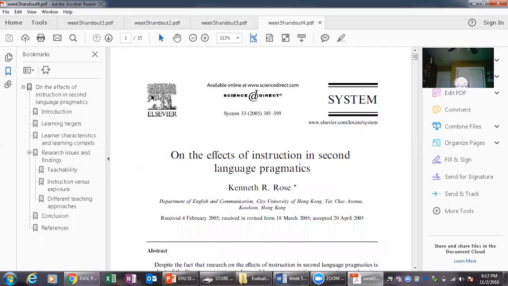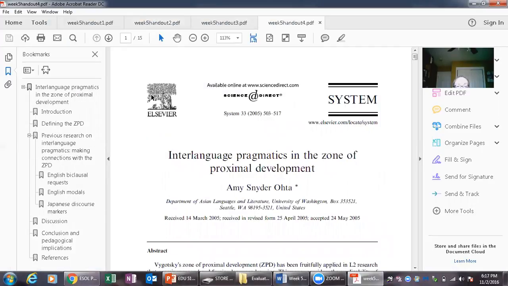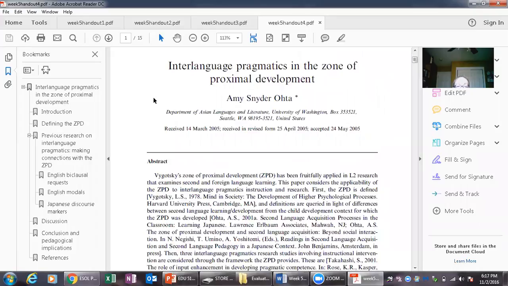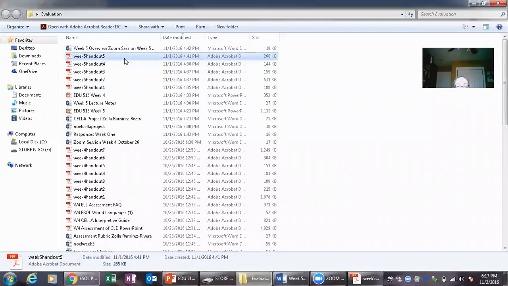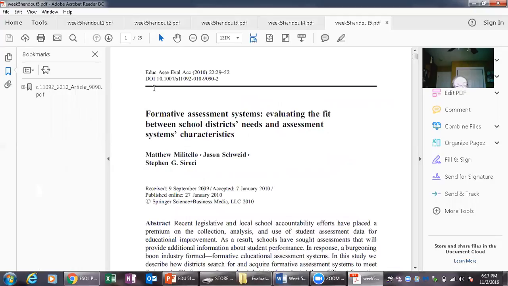Handout 4 talks about interlanguage pragmatics in the zone of proximal development. So we're going to use Vygotsky's zone of proximal development. Handout 5 talks about formative assessment systems, evaluating the fit between school district needs and assessment system characteristics. Remember, once again, formative is going to be ongoing.